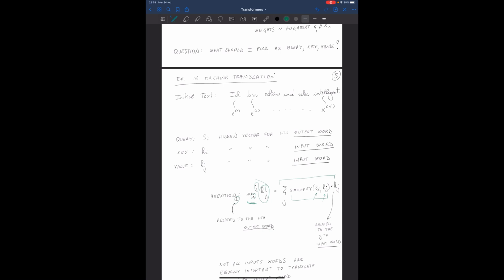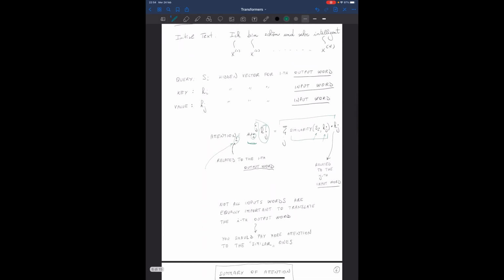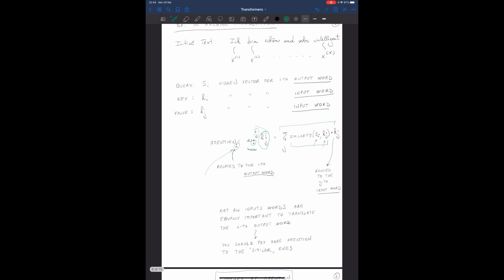And this again makes sense, because if we want to translate the ith word in English, let's say that our target language is English, we want to pay attention to all the words of the original German text, but with different emphasis depending on the word that we want to translate. That's the idea of this attention mechanism. So all in all, not all input words are equally important to translate the ith output word. You should pay attention only to the similar ones, the ones that are more similar to the word that you are interested in translating.